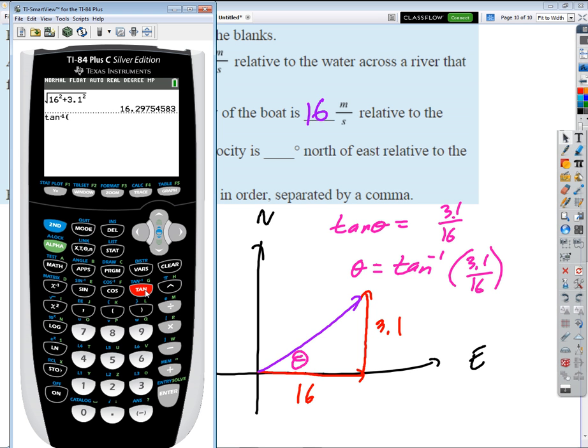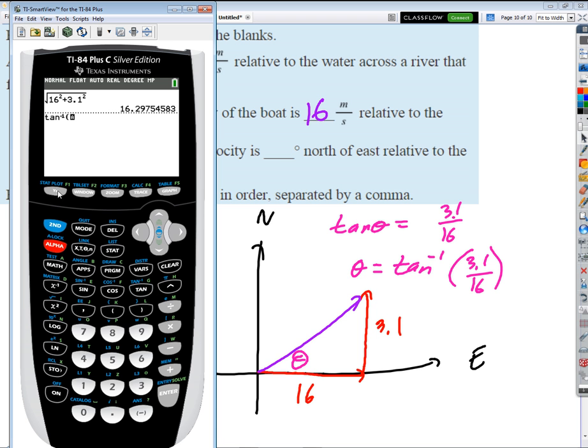Inverse tangent, and if you want to be really fancy, you can do that. You don't need to. Inverse tangent of 3.1 divided by 16. Oops. There's a reason not to do that, maybe. Equals 10.96 to 2 places. 11.